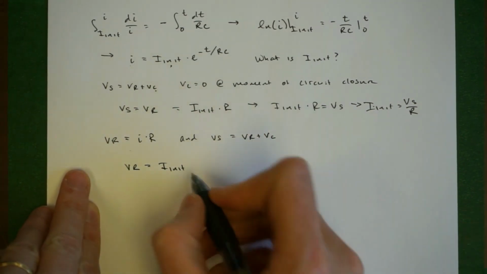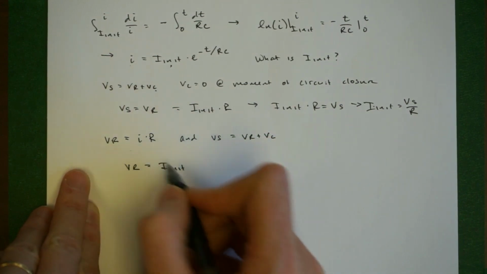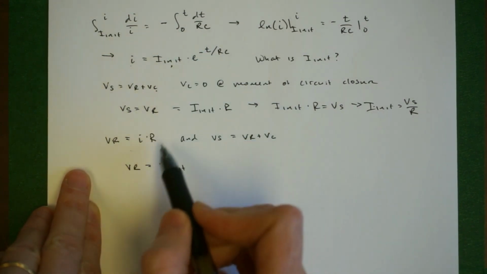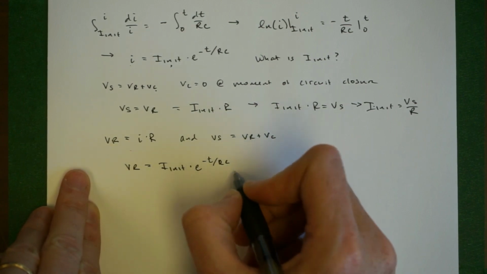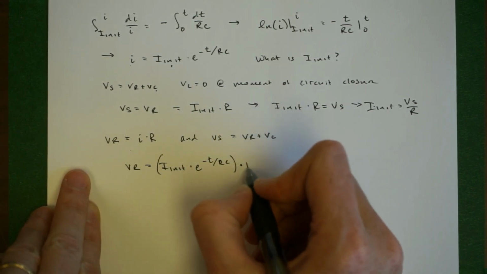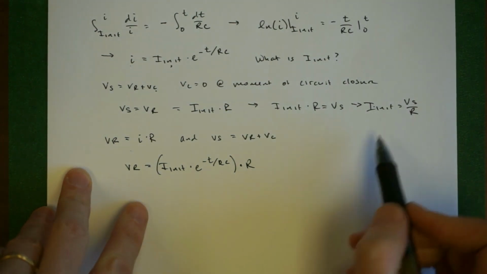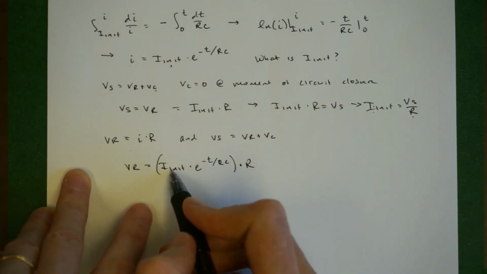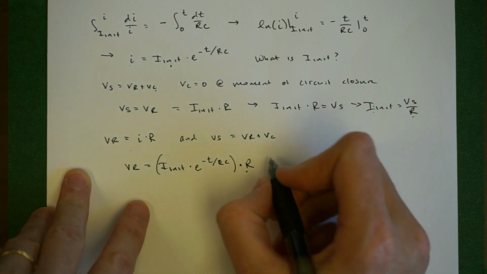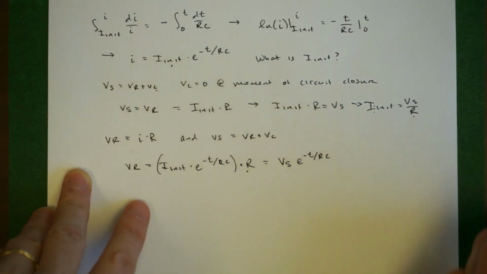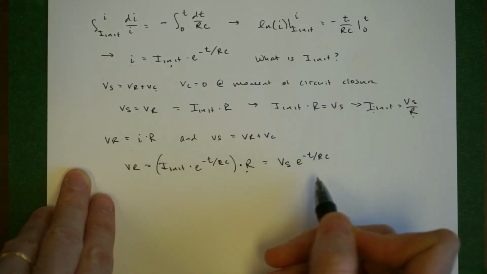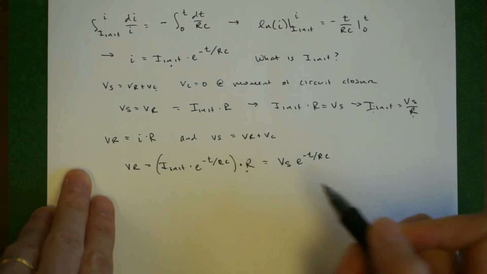So we have V sub r, that's the easy one. That's the first one to do. So we're just going to substitute in this value for I here. And I'll note that I init times R is just the voltage supply. So that is Vs e to the negative t over RC. And now we have an expression for V sub r as a function of time and the voltage supply.